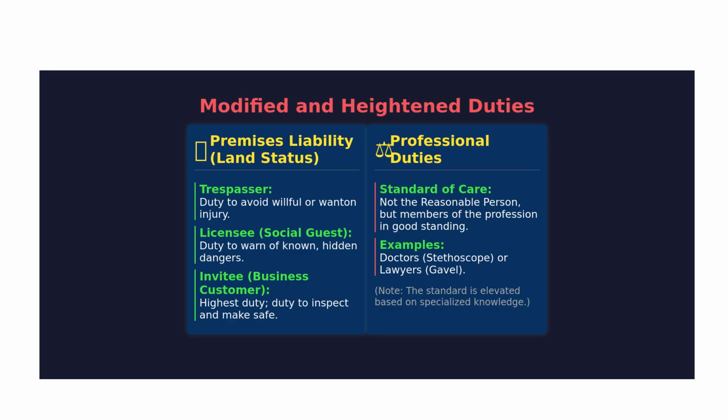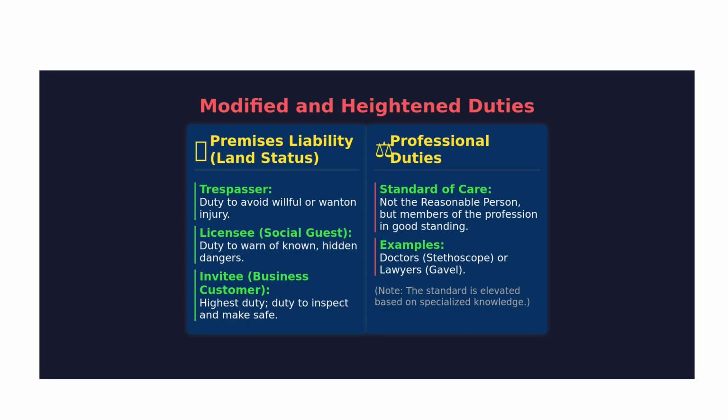Second, to a licensee, such as a social guest, the owner must warn of known, hidden dangers. Finally, the highest duty is owed to an invitee, like a business customer. Here, the owner must inspect the premises for unknown dangers and make them safe.